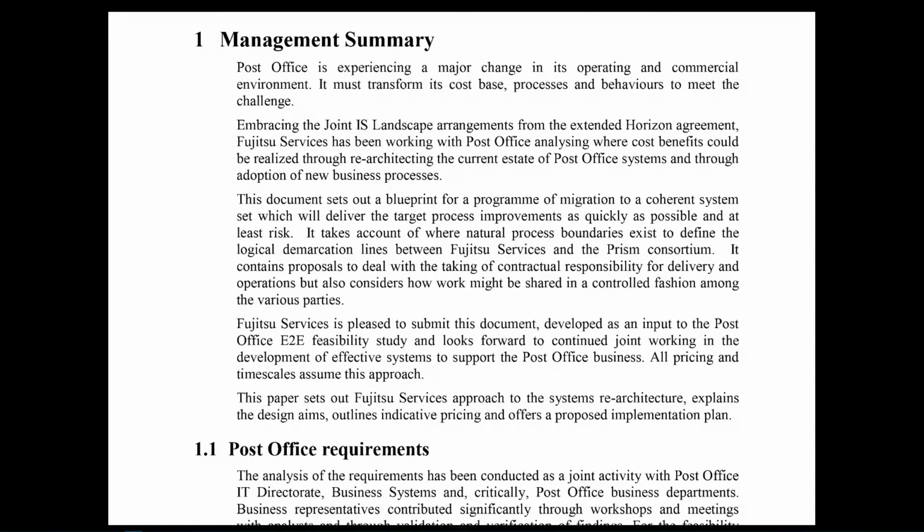Fujitsu Services is pleased to submit this document, developed as an input to the Post Office E2E feasibility study. That's end-to-end feasibility study, and looks forward to continued joint working in the development of effective systems to support the post office business. All pricing and timescales assume this approach. This paper sets out Fujitsu Services' approach to the system's re-architecture, explains the design aims, and outlines then indicative pricing and offers a proposed implementation plan. So that in summary is what this thing is about. Okay. And then page 34, please, Frankie.